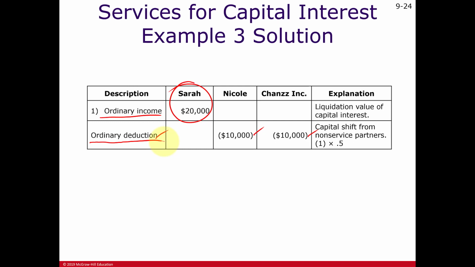Now again, if this partner is only going to receive a profit sharing interest in the partnership and not a liquidating or capital interest, there would be nothing here, nothing to report, except at the end of the year how much profits are allocated to that partner.